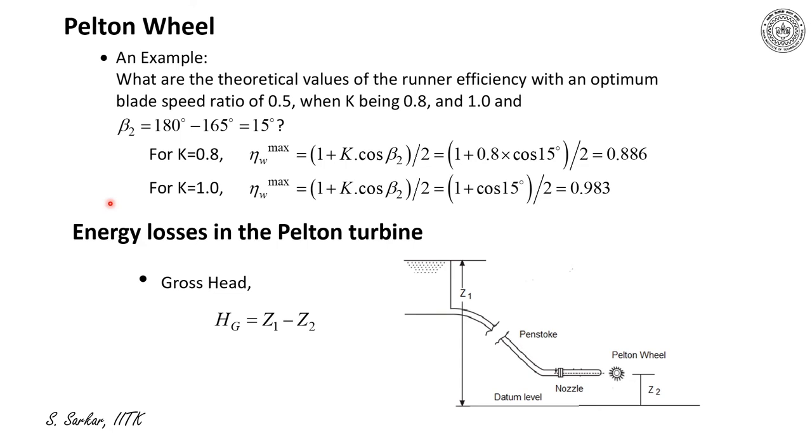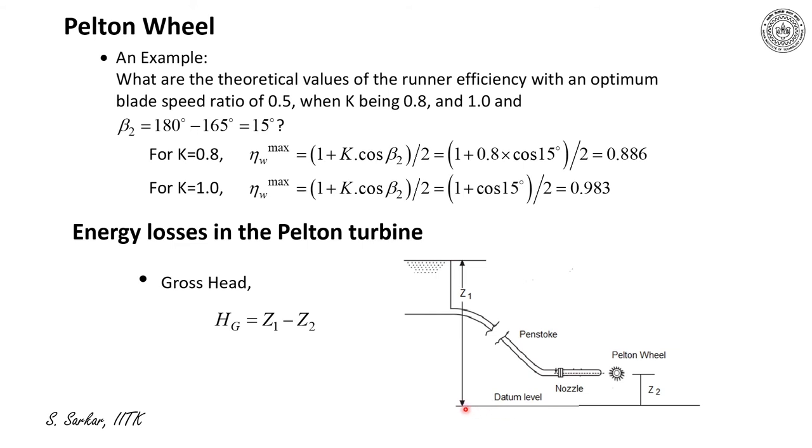the different value of friction coefficient would give different maximum blade efficiency. Thus, there will be a change of maximum blade efficiency with respect to the change of frictional coefficient of the bucket. Now I'll illustrate the energy loss in the Pelton turbine. I've indicated here the schematic illustrating the penstock connecting the reservoir and the nozzle of the Pelton wheel.